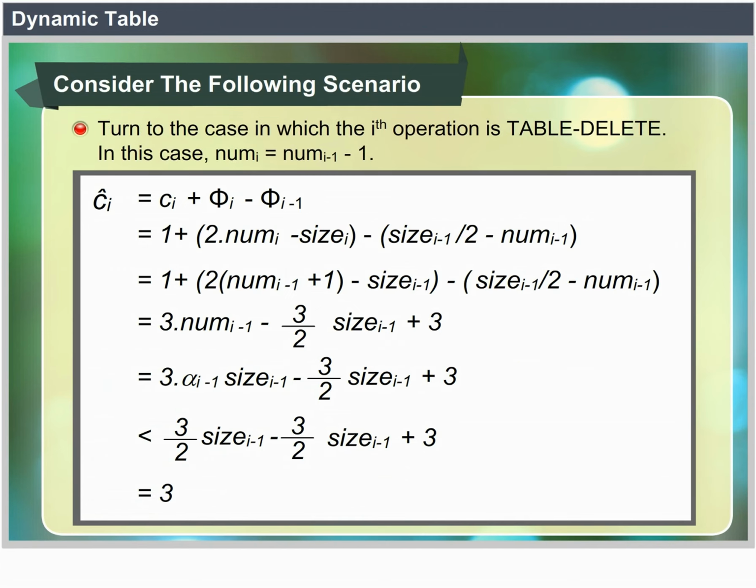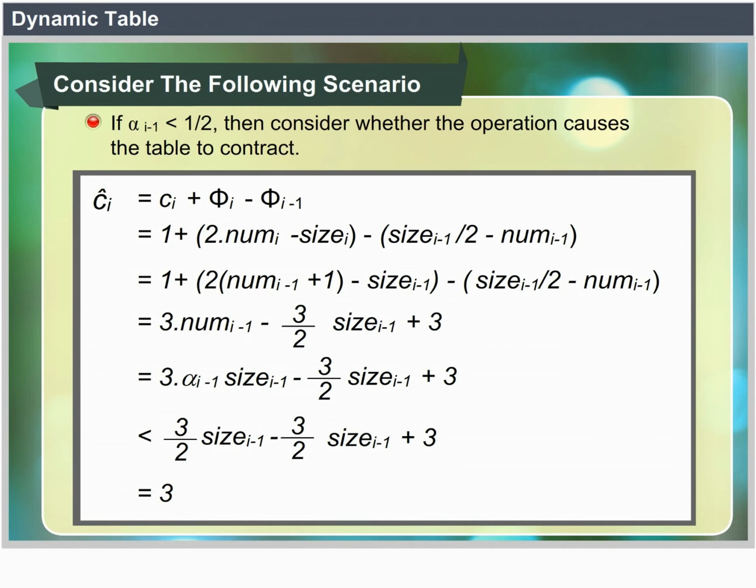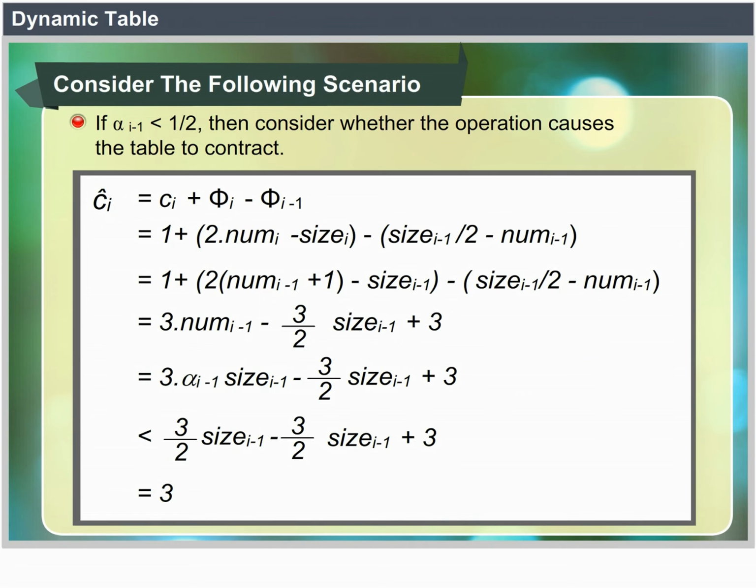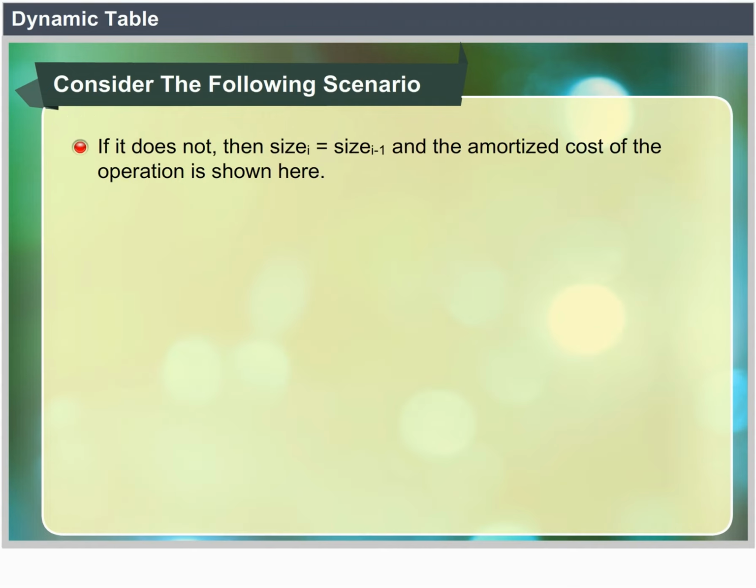Turn to the case in which the ith operation is table delete. In this case, num i equals num i minus 1 minus 1. If alpha i minus 1 less than 1/2, then consider whether the operation causes the table to contract. If it does not, then size i equals size i minus 1, and the amortized cost of the operation is shown here.